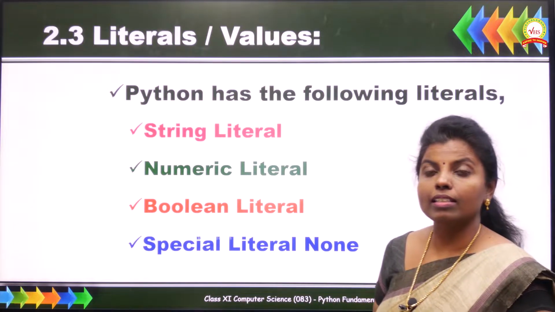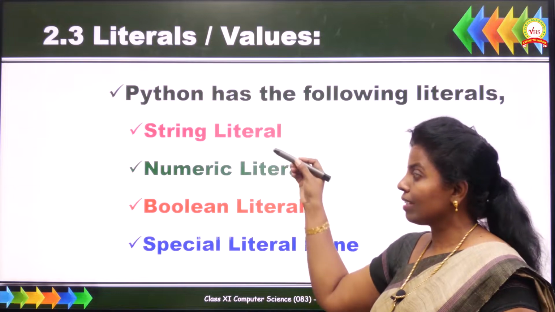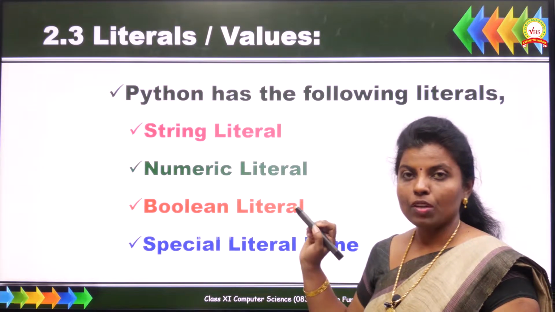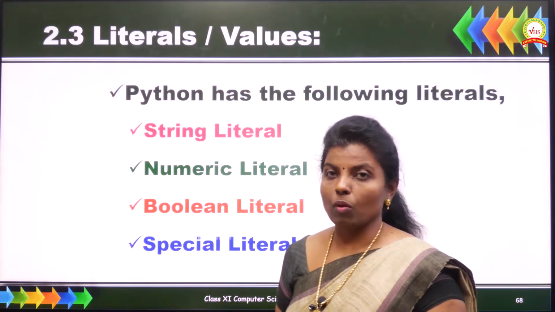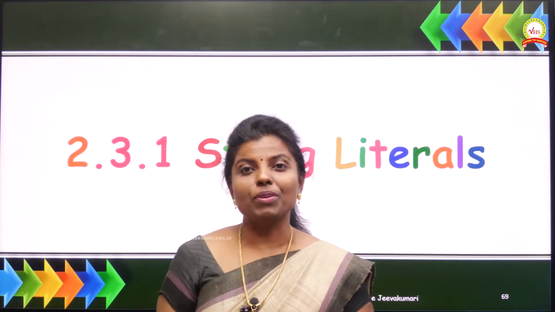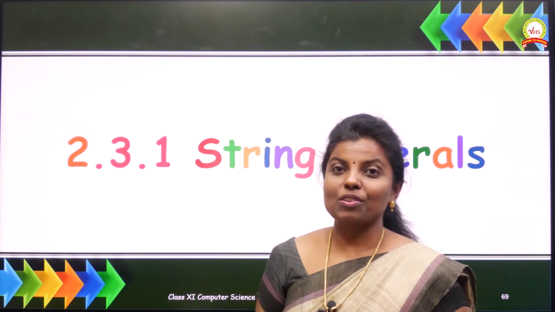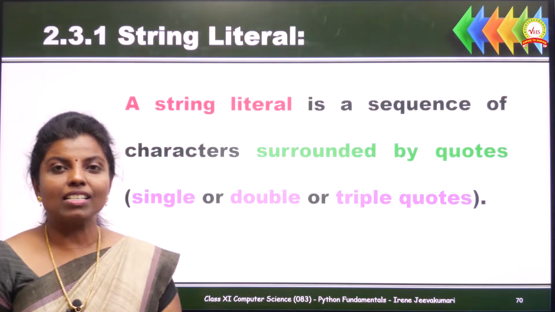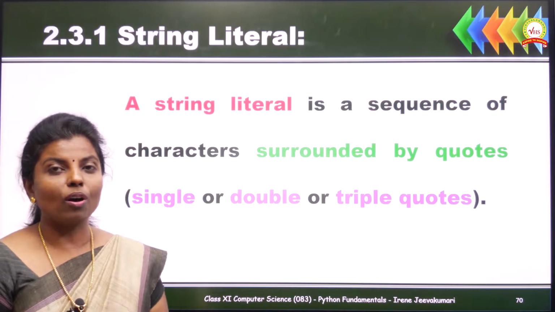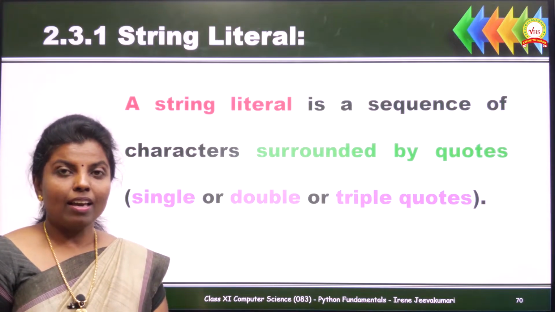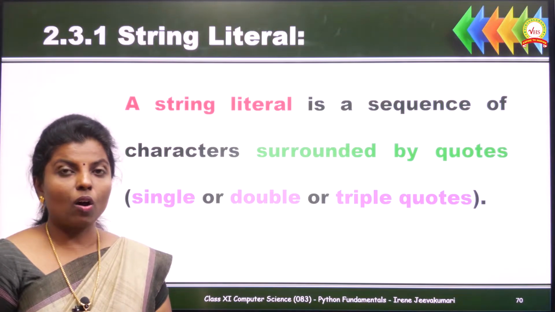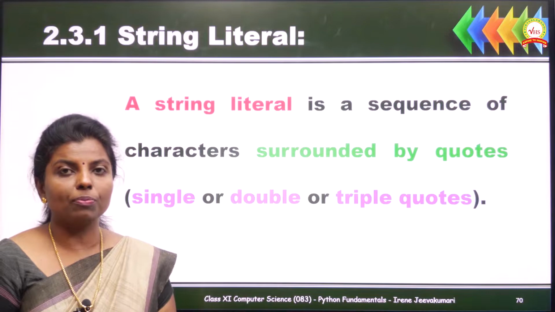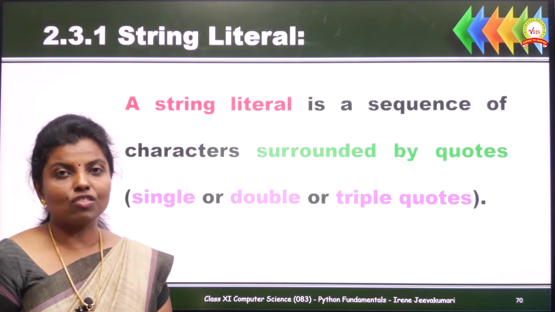So what are the literals of Python? They are string literal, numeric literal, boolean literal, and the special literal none. In this video, we are going to learn about the string literal. Let us begin now. String literals. What are string literals? A string literal is a sequence of characters surrounded by single quote or double quote or triple quote. If any character or number or symbol is surrounded by single or double or triple quote, they are referred as a string literal.